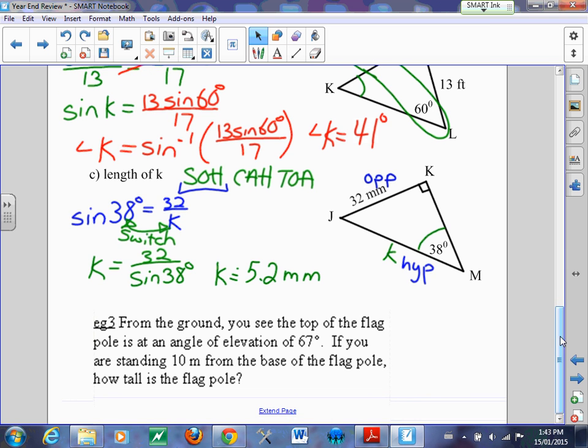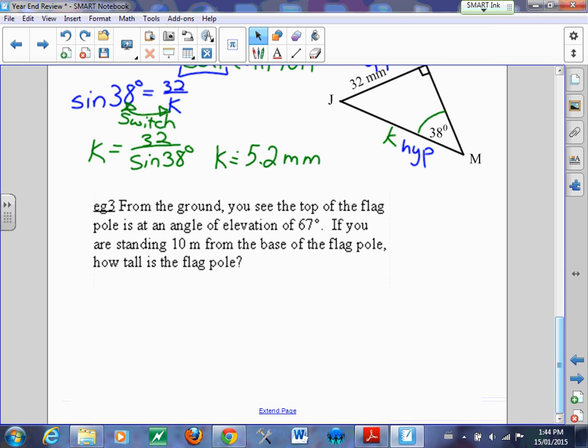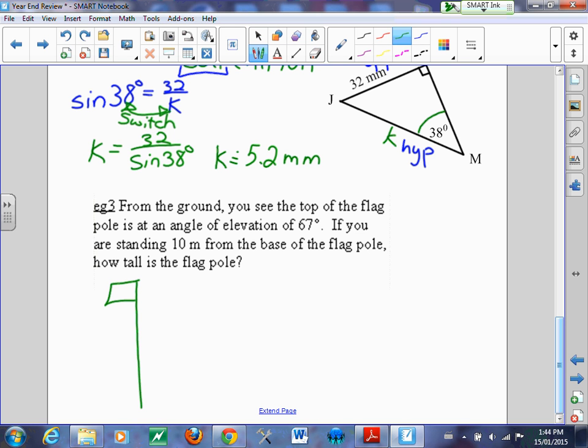All right. Last question, ladies and gentlemen. From the ground, you see the top of a flagpole. You see the top of a flagpole is at an angle of elevation of 67 degrees. So, got a flag here. There's my lovely flag here, Canada. Here we go. Woohoo! Should be red, actually. Here, let me change that. All right, I can't waste any more time. There we go. Pretend that's a Canada flag.